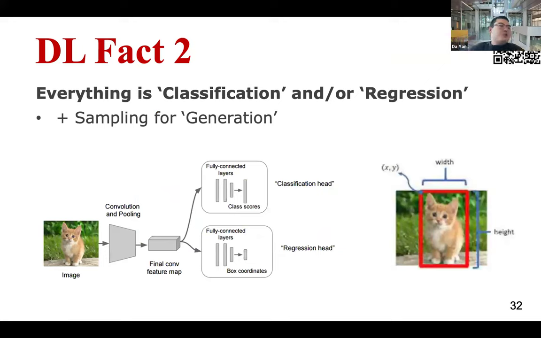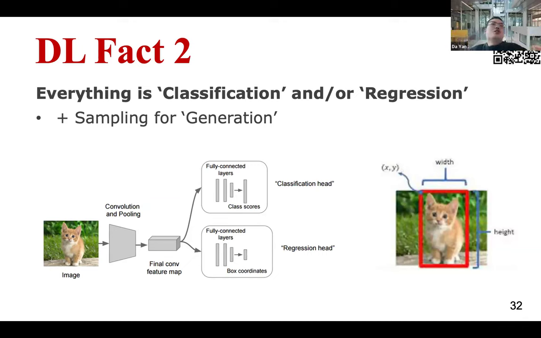Now we move to the second deep learning fact. You see that all these deep learning things are so fancy, so are they really special? The answer is really not. Everything is classification or regression. But computer people have found a very elegant, smart way of organizing classification and regression, so they can do things that you don't immediately see as classification or regression.